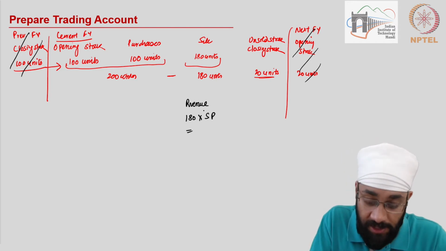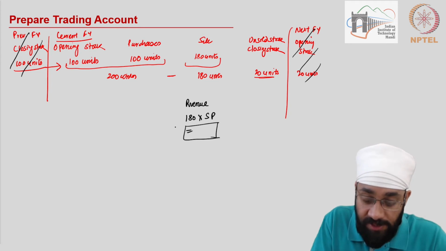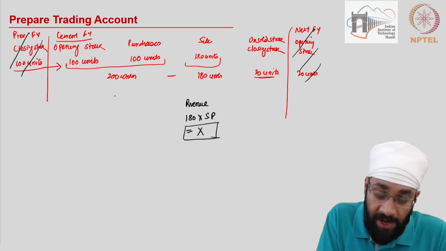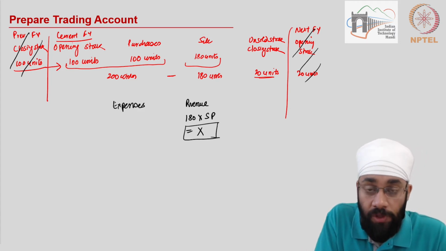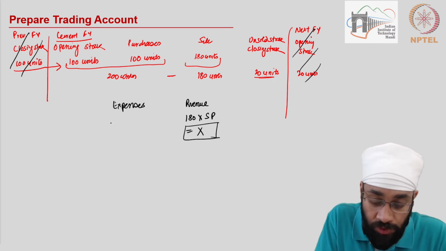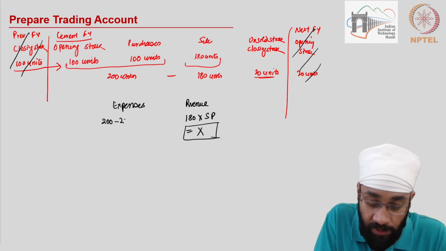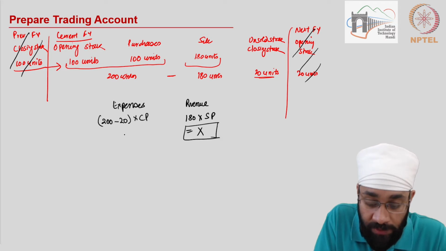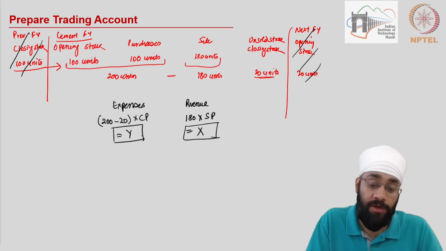Let us say selling. No, let's not assume the selling price. Let's say there is this number equal to X. So you have this revenue. And now you have to show expenses in order to figure out the profit. So what are the expenses you should show? The expenses should be shown not for 200 units but only for 180 units. So 180 units into the cost price will give you your expenses equal to Y. Alright. So this is something that you need to understand.